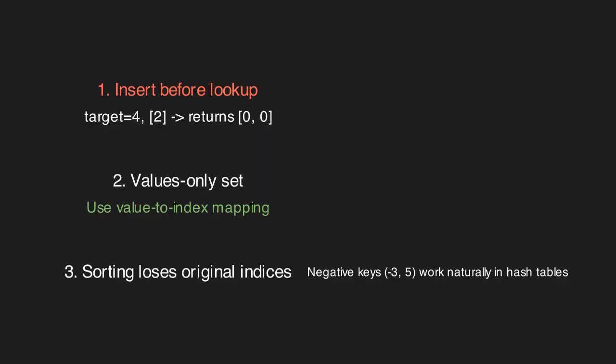Negative values need no special branch because subtraction and hash keys handle them naturally. The stated minimum length is 2, and exactly one valid answer is guaranteed.